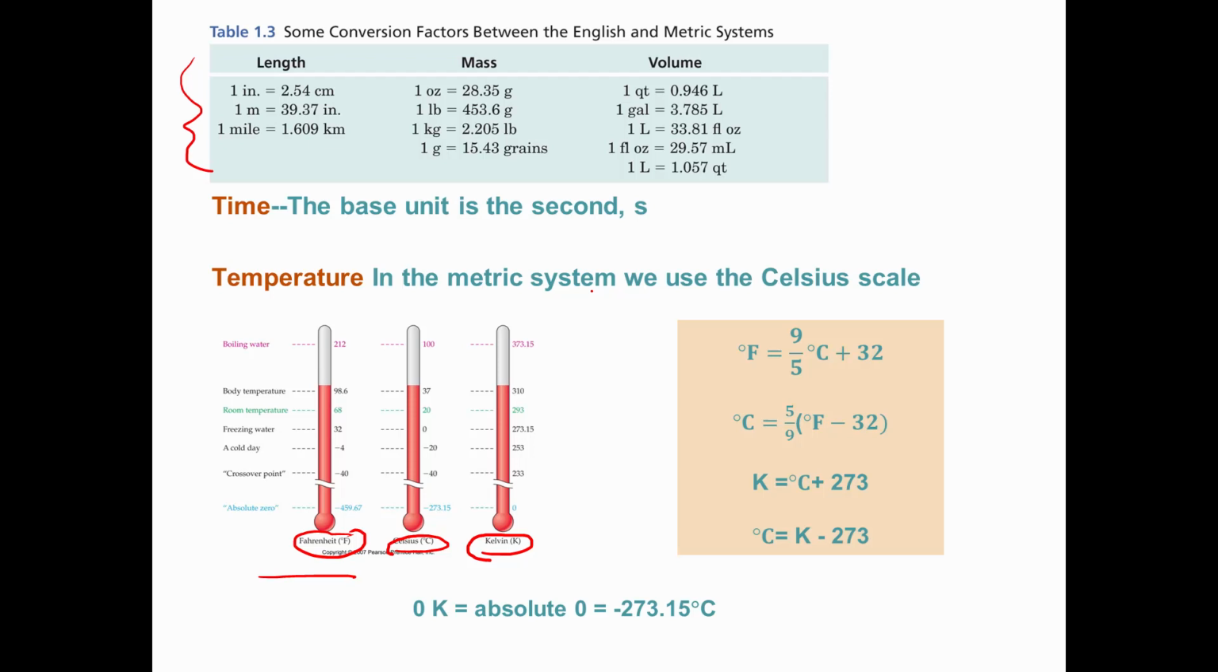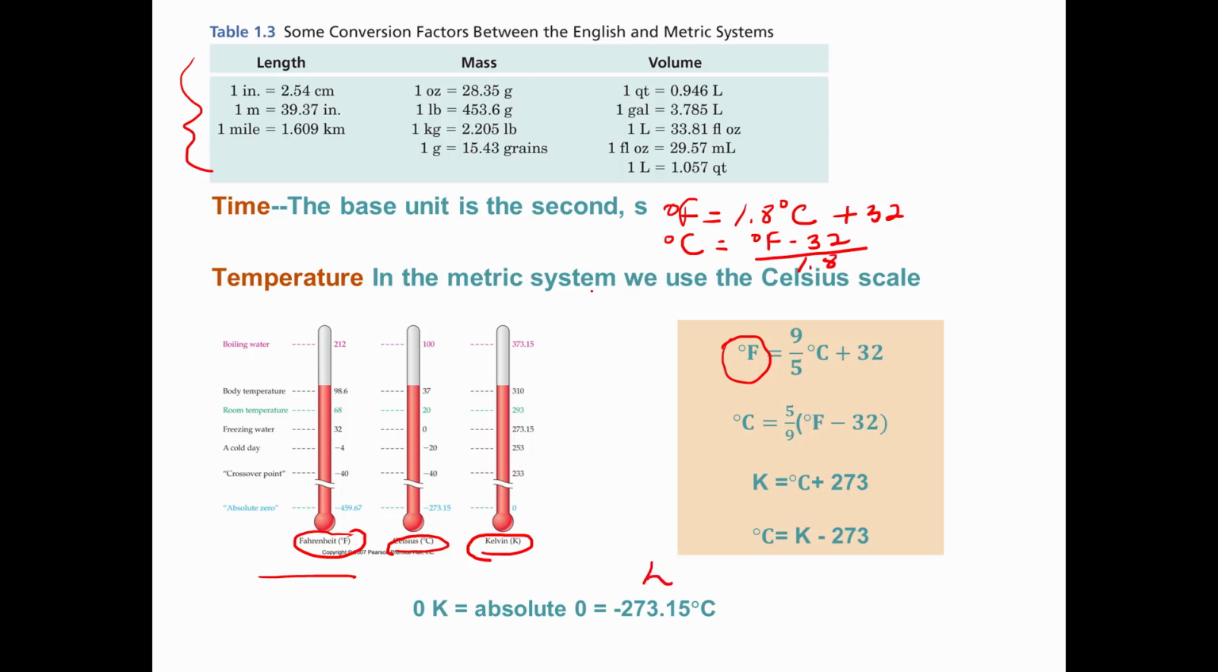And I'm going to give you an easier formula for Fahrenheit because you're going to have to use these. Degrees Fahrenheit, 9/5 is 1.8. So 1.8 times degrees Celsius plus 32. And degrees Celsius then would be the Fahrenheit degree minus 32, all divided by 1.8.